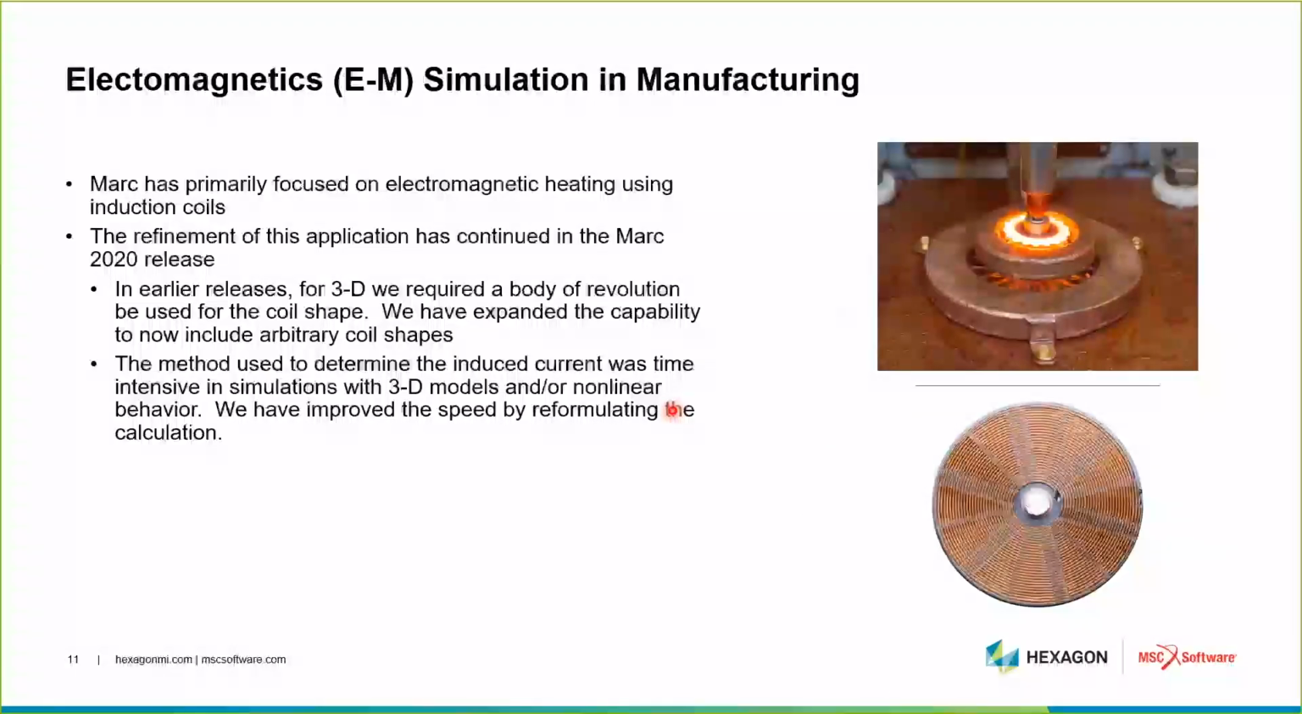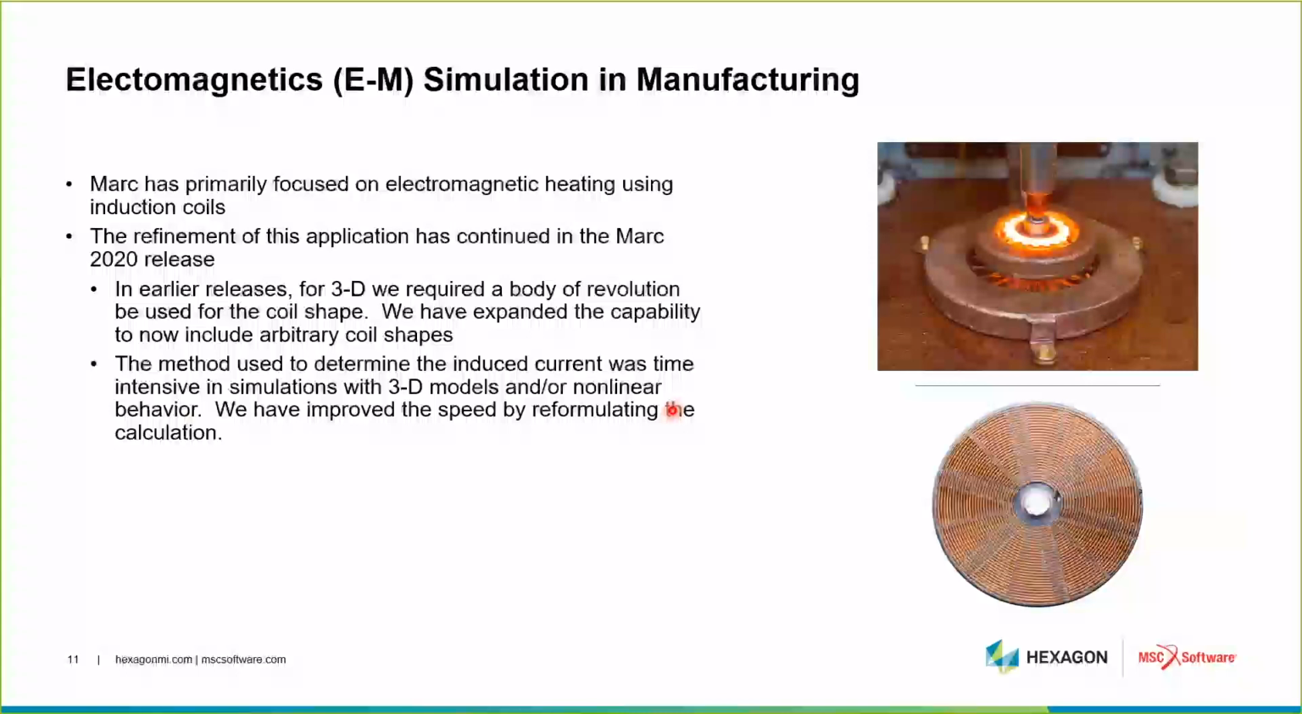Electromagnetic simulation and manufacturing. A lot of our electromagnetics is around heating using induction coils. We continue to refine this application, and we're really getting to an incredibly good capability right now, very well-rounded, very accurate. So in early releases for 3D, we required a body of revolution to be used for the coil shape. That's no longer necessary. Now we can do any arbitrary shape that you have modeled in 3D. We can use that for the coil.